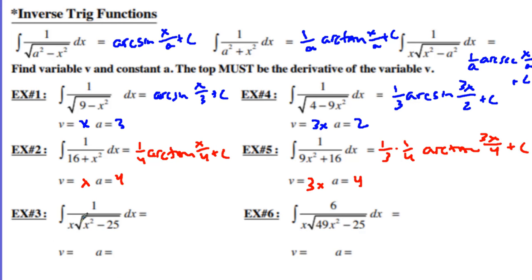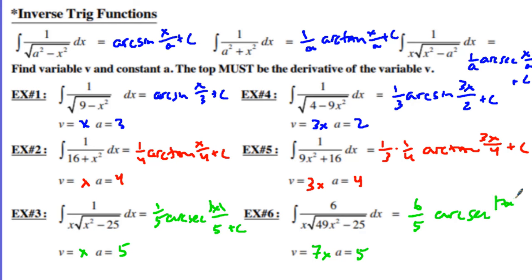This last one right here is definitely the arcsecant, so I know it's an arcsecant. I have an x and I have a 5 right there, so I'm going to be 1/5 arcsecant of absolute value of x over 5 plus c. This last one here, we obviously have a 7x and a 5, and so we have a 6 out front, that's 6 on the numerator right there, so that's just a constant, it comes out front. So we have 6 over 5 because of the 1/5, and we have arcsecant of absolute value of 7x over 5 plus c right there.